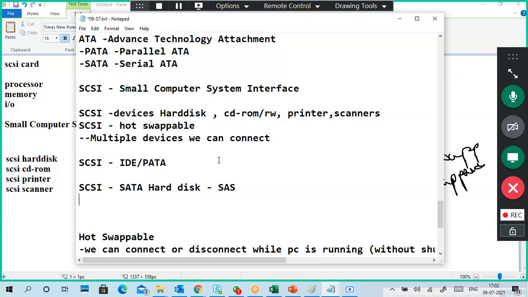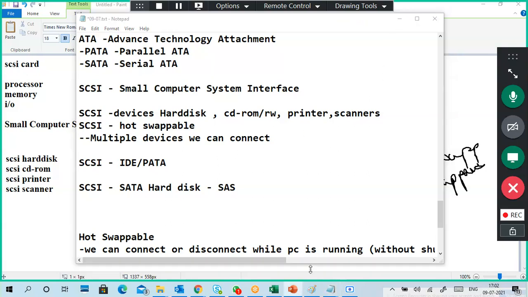SAS means SCSI SATA hard disk. Regularly, in the old days, the actual SCSI didn't use a SATA hard disk. It is a PATA hard disk they are using, SCSI PATA hard disk. But in iSCSI we are using a SATA hard disk, so we call it SAS. SAS means SCSI SATA hard disk.